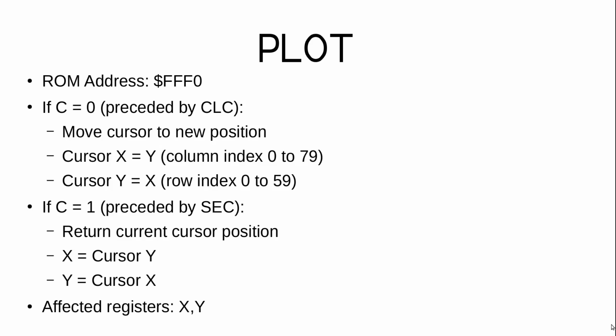The maximum values will be 1 less than what is returned by screen, so the default bottom right corner would need 59 loaded into X and 79 loaded into Y. If you do an SEC beforehand, the C bit will be set and the plot will ignore any values loaded into X and Y and just overwrite them with the current cursor coordinates, again opposite of what you would expect. X will be loaded with the Y coordinate and vice versa. In either case, the values in X and Y may change after the call, so that needs to be considered.